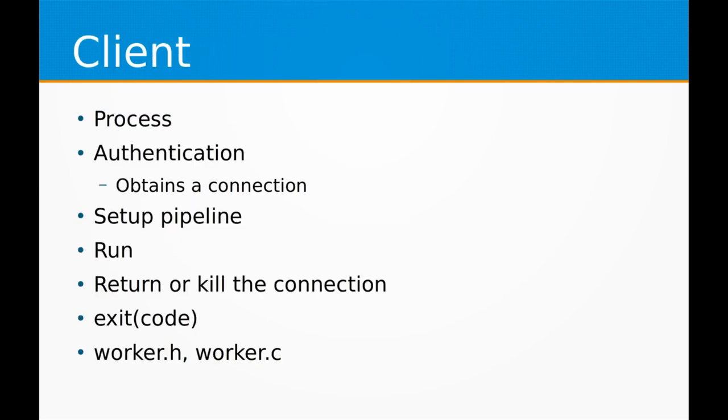Each client is a process, and it follows the same steps. First, it needs to authenticate, where it will obtain a connection from the pool. If successful, it will set up a pipeline instance, which we'll come back to. Next is the interaction between the client and Postgres through pgagroal. Once done, the connection is either returned to the pool or killed. Last, the process exits.